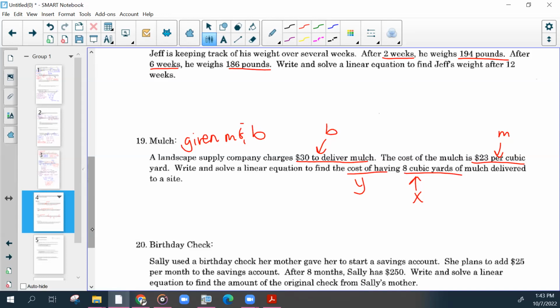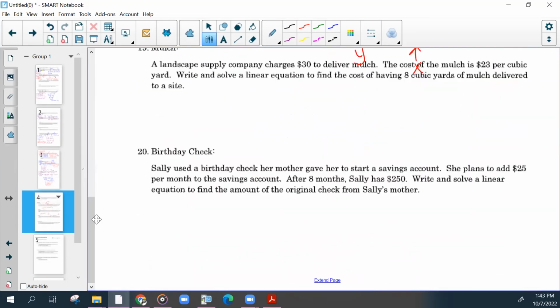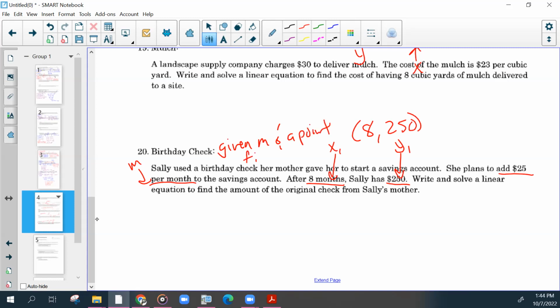And then the last one, because it's the only type left, this is going to be one where you're given a point and a slope. So let's see how we could find that out. She plans to add $25 per month. So that per, that's going to tell us that's our M. We know after 8 months, she has this much. If you have anything where a certain amount of whatever is related directly with something else, like after 8 months, she has $250, those two things are connected. One of those things is going to be your X1. One of those things is going to be your Y1. That's going to give you your point. So here you're going to be given your M and a point, and you have to find your y-intercept.